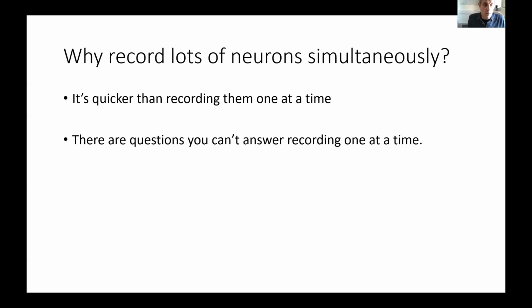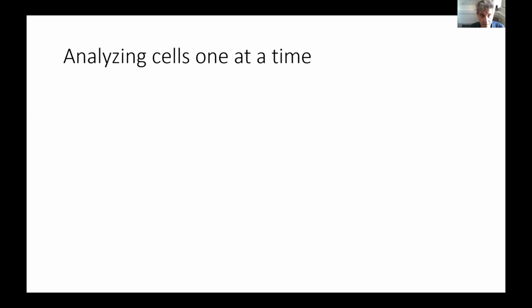But of course, there are also questions you can't answer recording your neurons one at a time, which are mainly to do with the correlations and relationships between the neurons. But these are both valid reasons. So let's talk about the first one first. How do you analyze your cells one at a time? And this is still the first thing you should do, really. It's always good to start with the simple analyses, try and understand what individual cells are doing, because if you can't do that, then there's almost no chance that you can do things at a large scale.